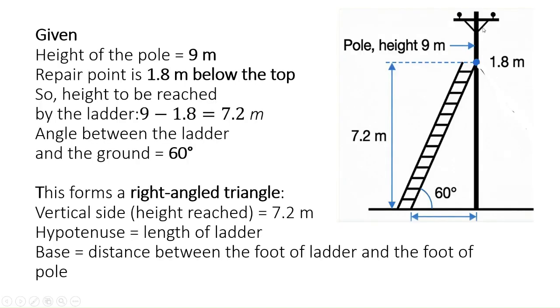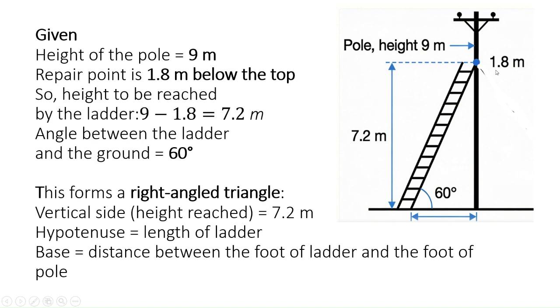There is an electric pole. The pole height is 9 meters. But the repair point is just 1.8 meters below that particular height. That means the ladder should be placed at a height of 7.2 meters. How will we get this one?